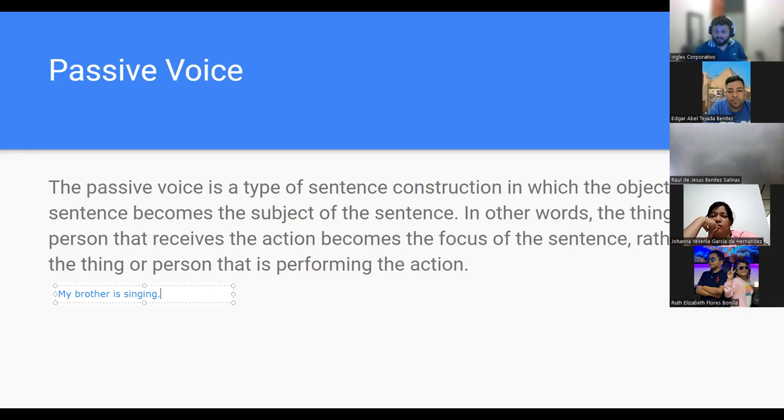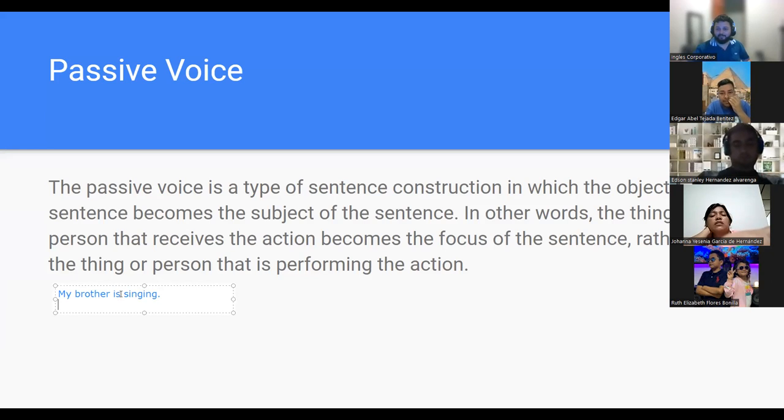Active or passive, guys? Is this active or passive? It's active. We have a subject, a verb, and the rest of the sentence, right? If we focus on the subject first, it's active. Okay. Very good.